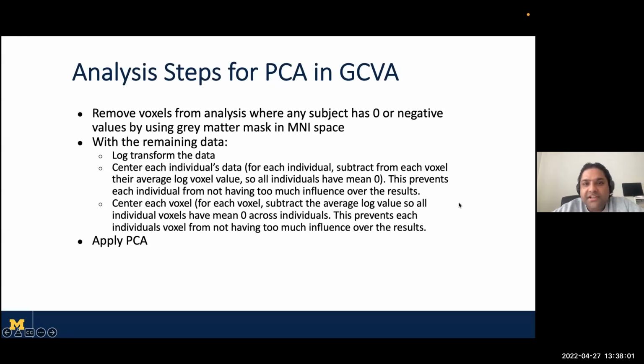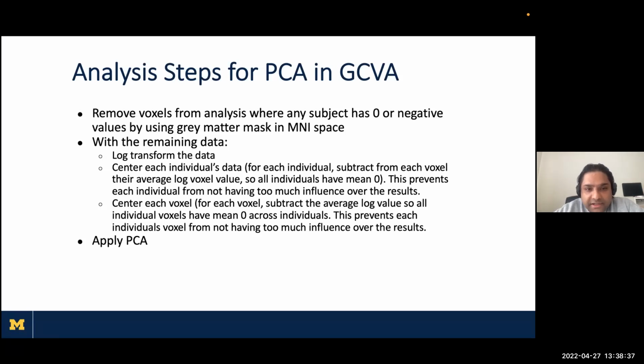So the steps involved for the PCA that we implement: the first thing that we do is remove all the voxels that have 0 or negative values. One of the reasons we do that is that in multivariate analysis, one of the limitations is that it takes a long time to do the calculation because it calculates all the voxels within subjects and between subjects too. So removing those values means we are only concentrating on the voxels that we are interested in, which is the gray matter with subcortical regions.